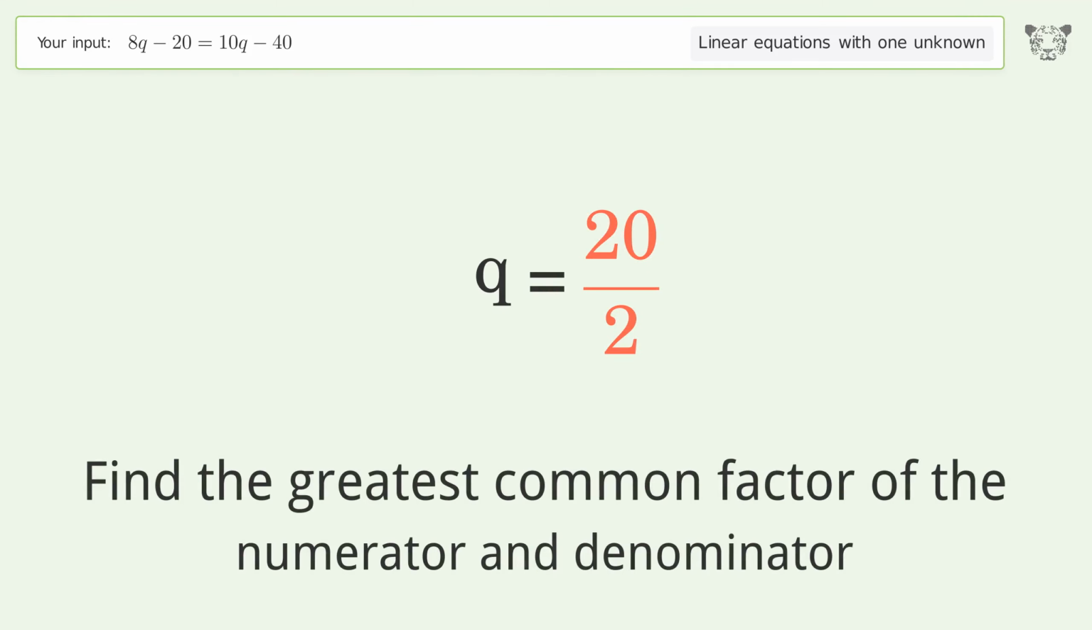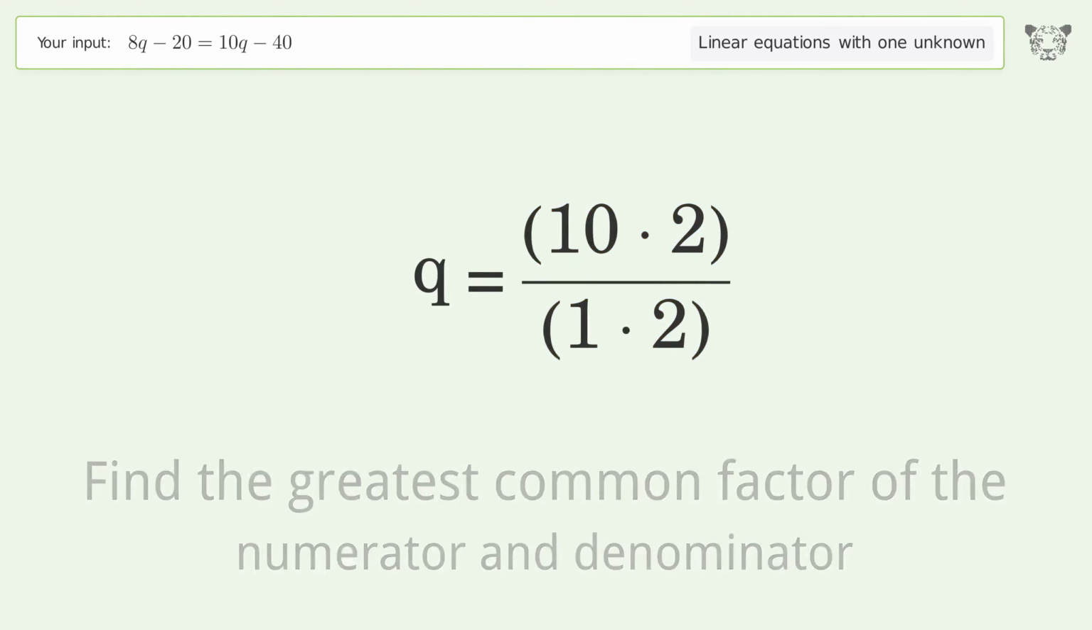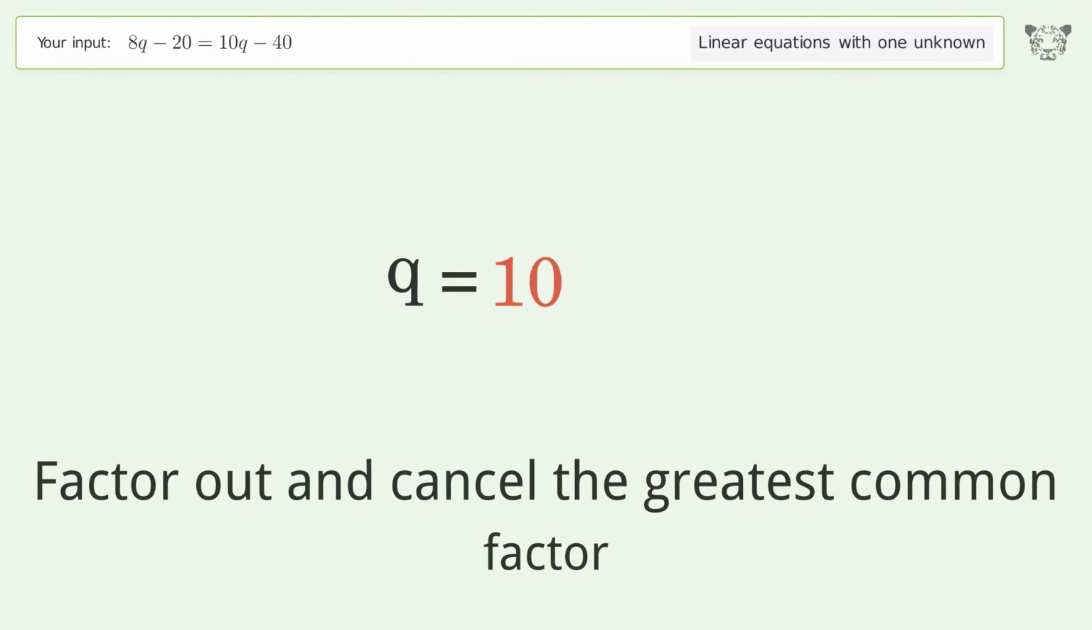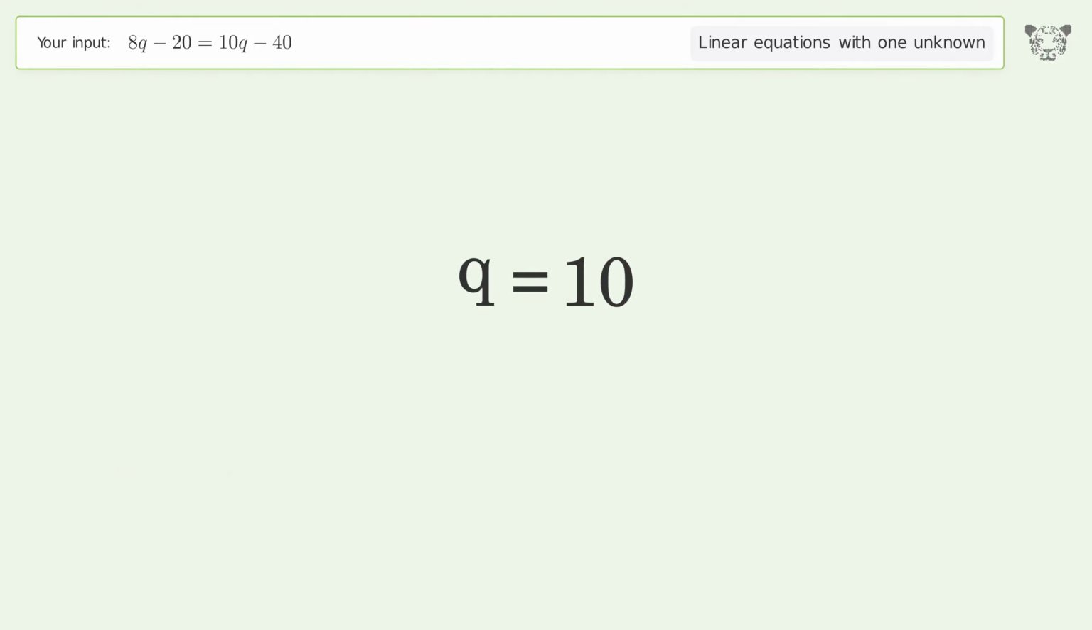Find the greatest common factor of the numerator and denominator. Factor out and cancel the greatest common factor. And so the final result is q equals 10.